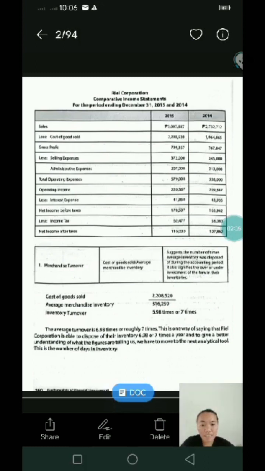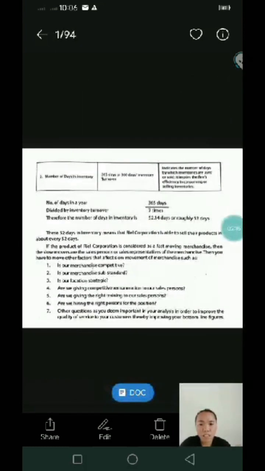And to give a better understanding of what the figures are telling us, we have to move to the next analytical tool. This is the number of days inventory. For the number of days inventory, we use 365 days or 360 days divided by the inventory turnover. So, the one used here is 365, the number of days in a year, divided by the inventory turnover of 7 times. Therefore, the number of days in inventory is 52.14 days or roughly 52 days.